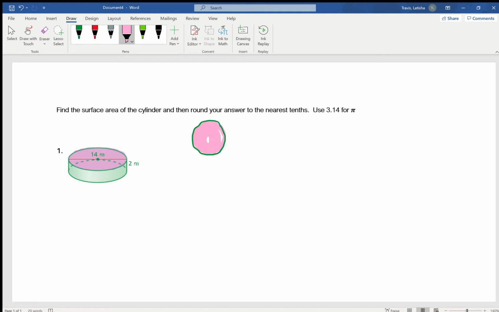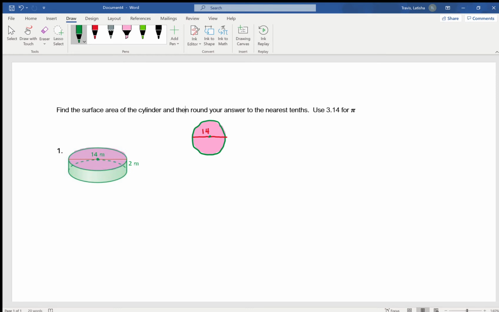All right, they give us the diameter, and that's the distance across through the center, and they tell us that it is 14. Okay, we'll just put 14 there. We won't worry about units of measure quite yet. We'll wait till the very end.